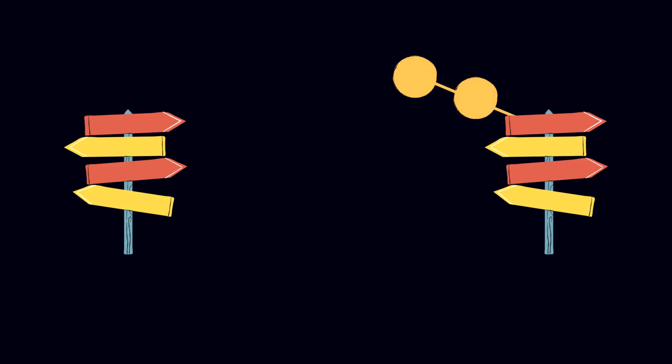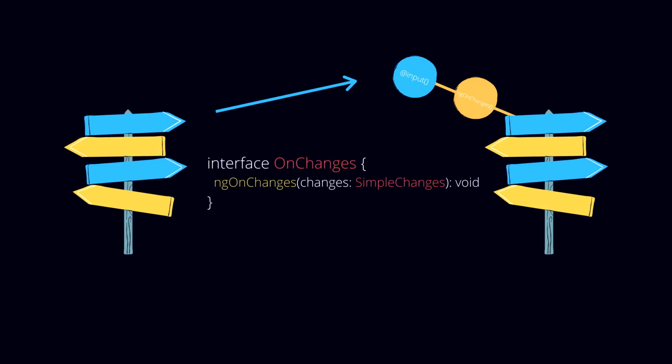Another way to intercept input property change is to use the ngOnChanges lifecycle hook. The ngOnChanges is called whenever a change happens to any data binding property. The method receives a simple changes object of current and previous property values. Let's see how we can use ngOnChanges in an example.